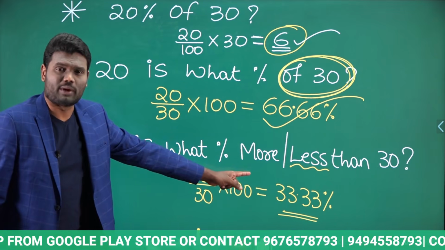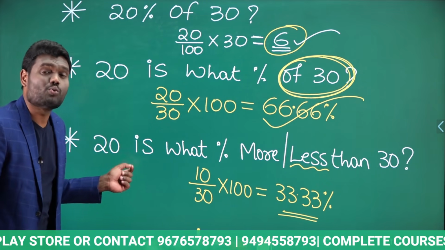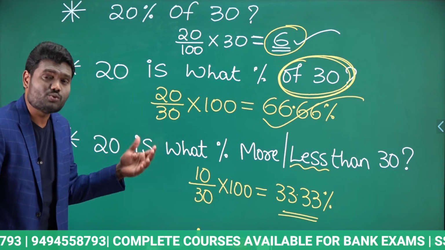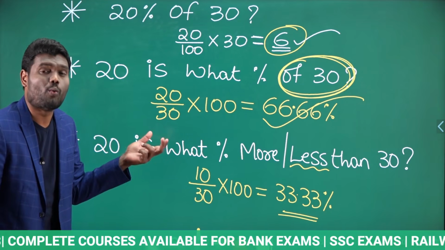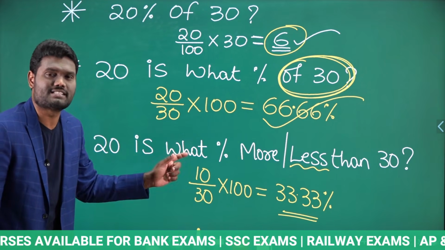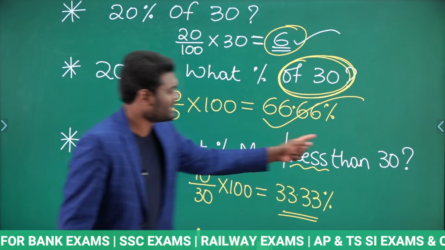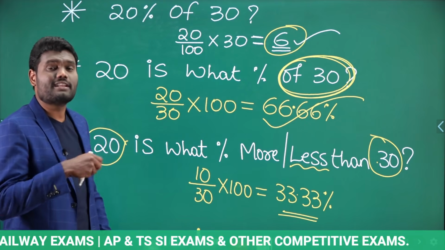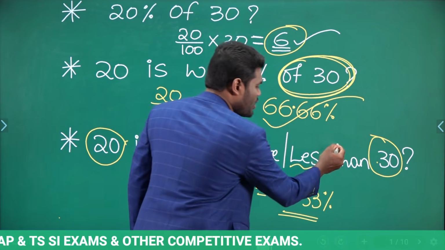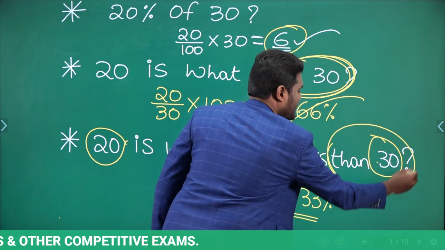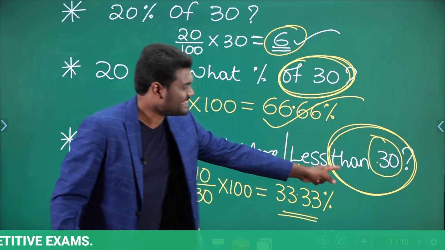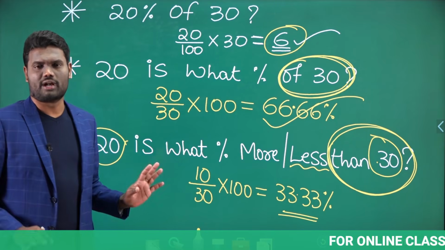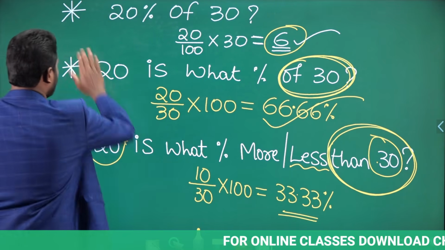Now this one is the same as x is what percent more or less than y. Whenever you have x is what percent more or less than y, first you need to take the difference. For 20 and 30, the difference is 10, divided by whatever is going to come after "than". That should be your denominator. After "than" I got 30. So 30 will be my denominator. So 10 by 30 into 100. This is a very simple and important concept.